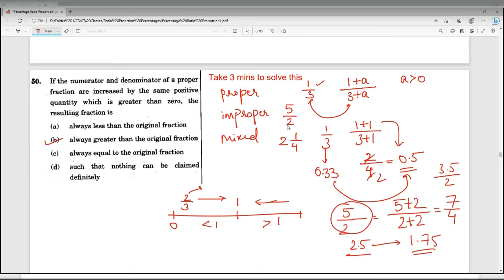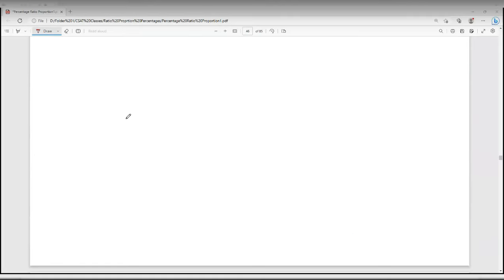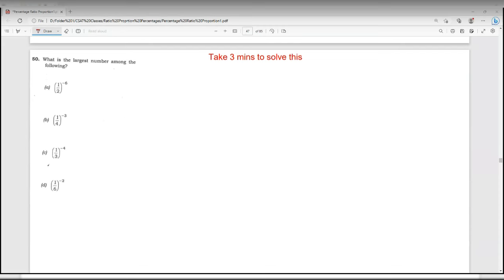So if a fraction is an improper fraction, and if you're adding equal numbers to the numerator and denominator, the value comes towards 1. And if it is less than 1, the value will increase and then move towards 1. So I hope you have understood this. If you have any doubt, please ask. Are there any doubts in this question? Okay, we'll move to the next question then. Please take 3 minutes to solve this.